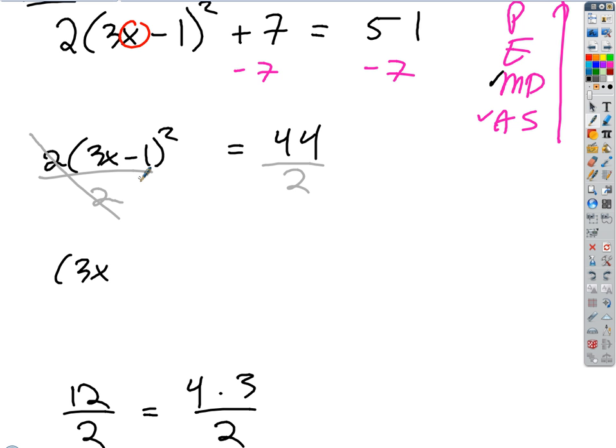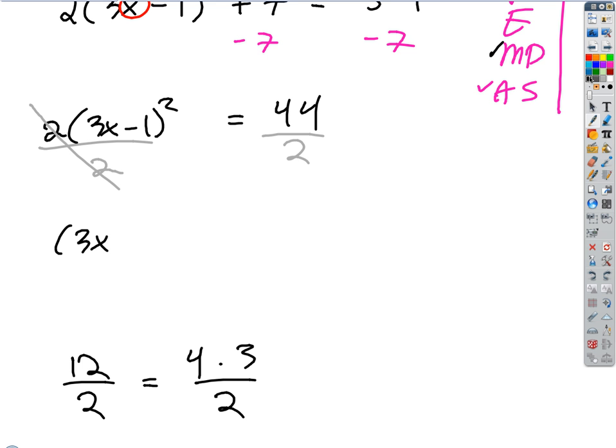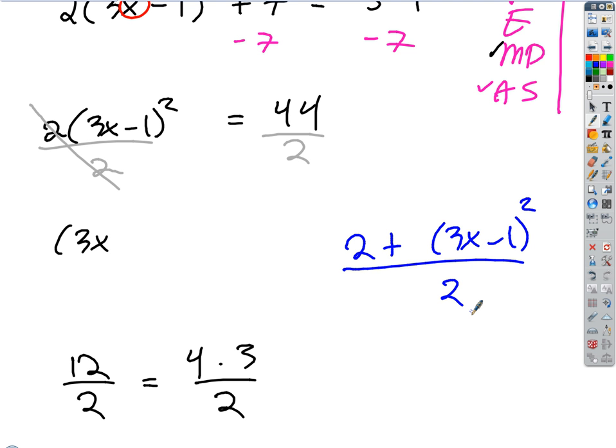Now, it'd be different if I had instead, I want you to see this, something like this. What if I had 2 plus 3x minus 1 squared, divided by 2? I could not cancel there because the 2 is not being multiplied this time. See the difference? It's not a factor, it's a term. I can only cancel like factors. I can only cancel a 2 on the bottom with a 2 that's being multiplied by everything on the top. Okay? That make sense?